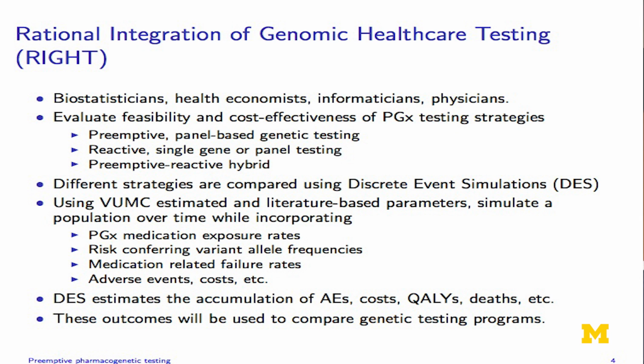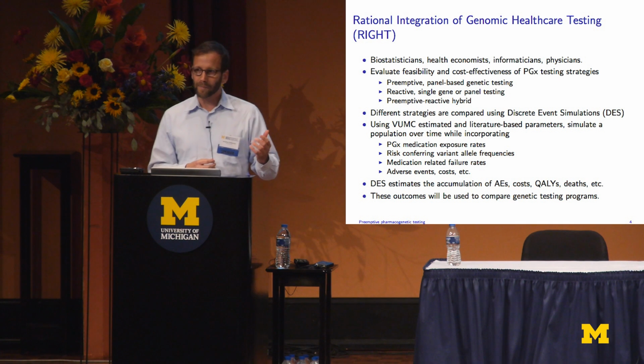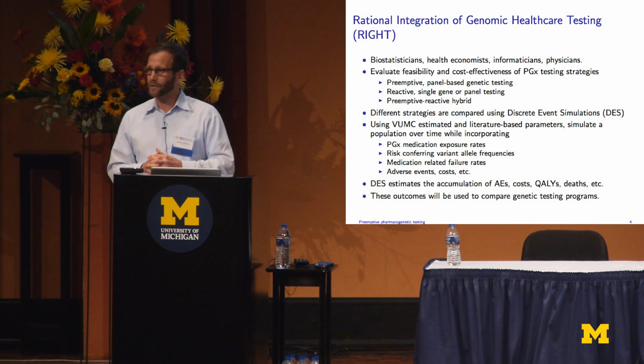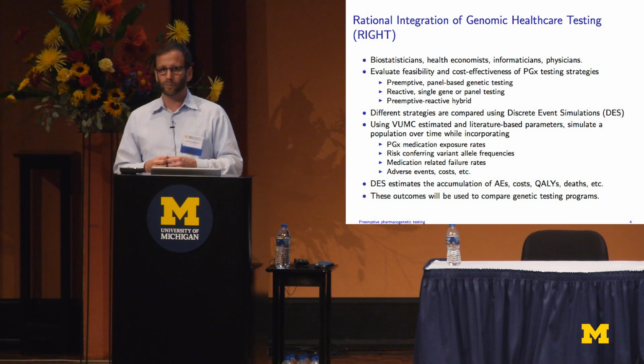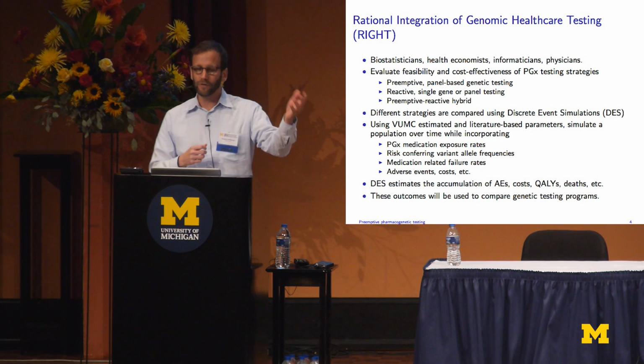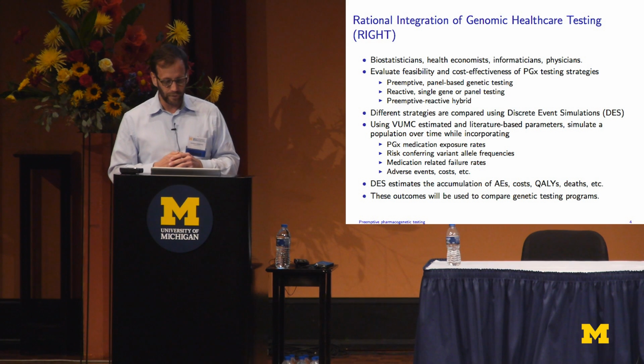So this brings us to a project that I'm working on now, which is called the Rational Integration of Genomic Healthcare Testing. It's a collaboration of people like me, I'm a biostatistician, health economists, physicians, and informaticians, to evaluate the feasibility and cost effectiveness of different flavors of pharmacogenetic testing strategies. The PREDICT program is one of those examples. It's a preemptive and panel-based genetic testing, but you can imagine you might also think about using reactive testing programs where you wait until somebody gets the indication and then you decide to do the genetic test. You can have different sorts of hybrids from different models.